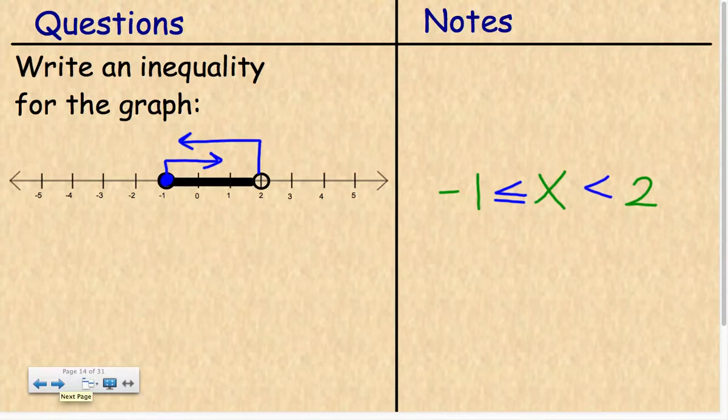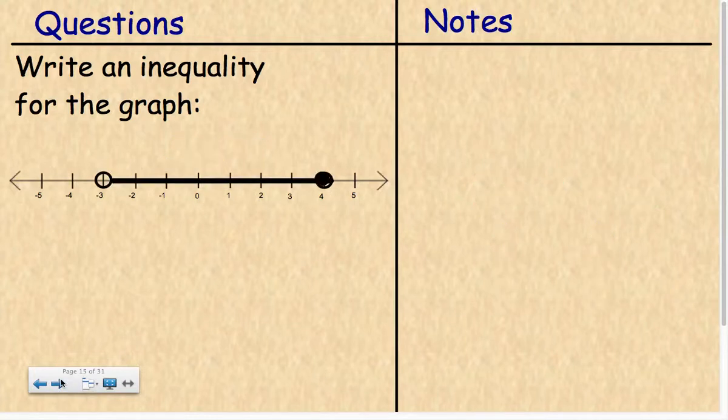This one had a closed circle. This one had an open circle. So that's how I know that one is "or equal to" and one is not. All right, let's try the next one.